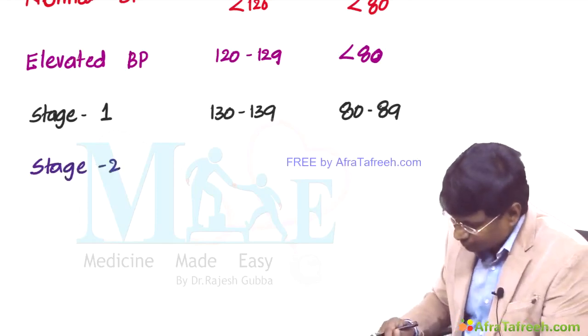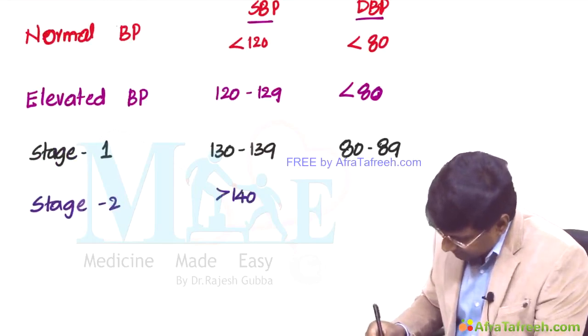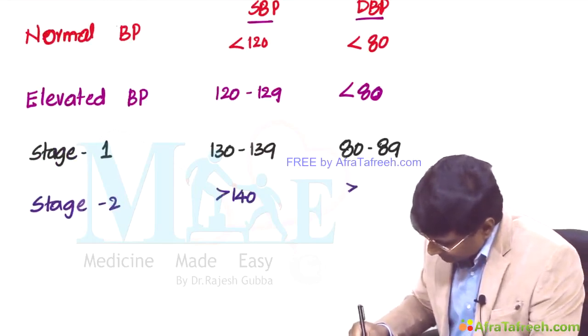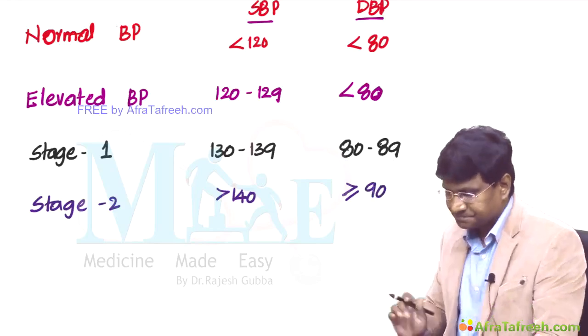So, if you take stage 2, the systolic blood pressure should be more than 140 millimeters of mercury and diastolic blood pressure should be more than or equal to 90 millimeters of mercury.